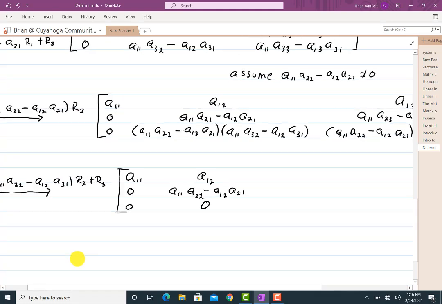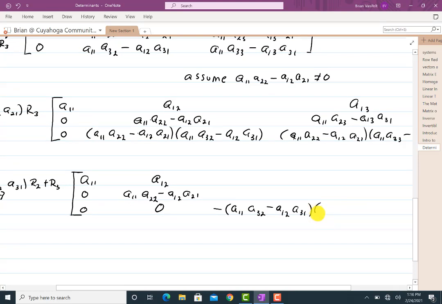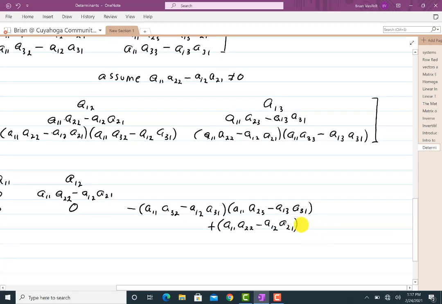So let me go ahead and grab my thing again. It was negative A11, A32 minus A12 times A31, and I am multiplying it to A11, A23 minus A13, A31, and I'm adding it to what was already there, A11, A22 minus A12, A21 times A11, A33 minus A13 times A31. And then let me finish off the rest of this column.